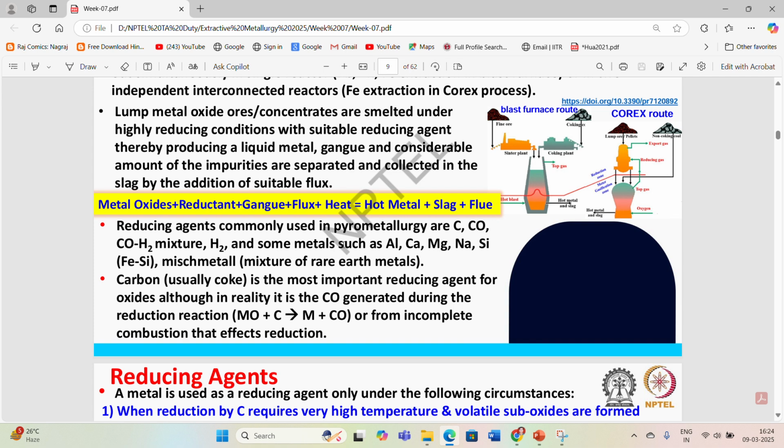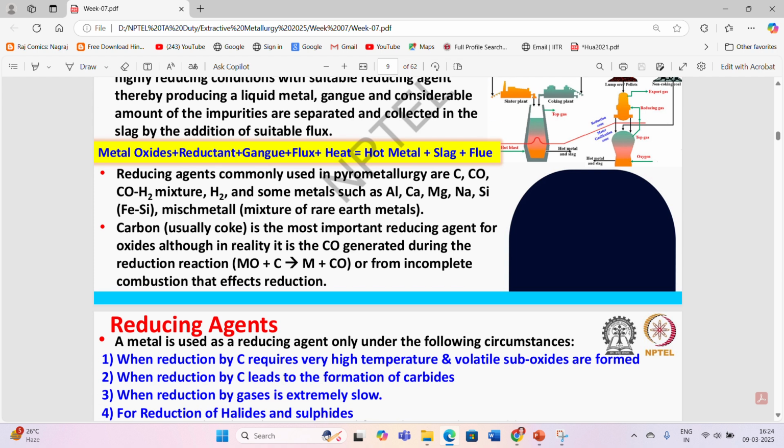The common metals generally used as reducing agents are aluminium, calcium, magnesium, sodium, silicon, Fe and FeSi sometimes. Then mixed metal, which is a mixture of rare earth metals, can also be used. Carbon is the most important reducing agent for oxides, although in reality it is the CO generated during the reduction reaction or from incomplete combustion that effects reduction. So generally we use carbon as a reducing agent. However, the reaction is majorly happening with the carbon oxide generated during the reduction process itself. We are providing some controlled oxygen in the furnace.